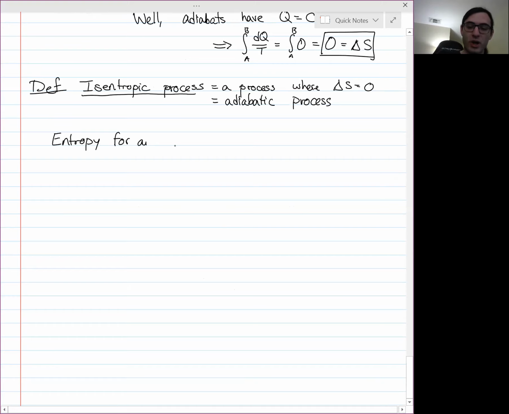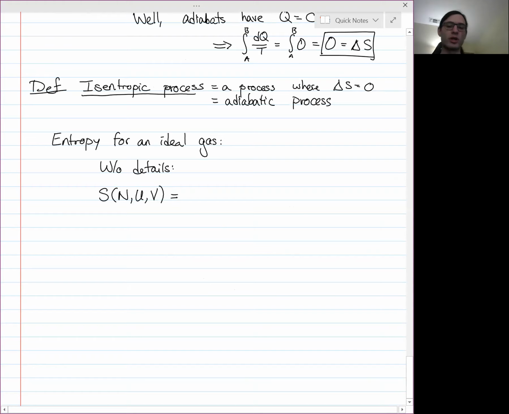We can derive a formula for this. It's complicated, so without the details, I'm just going to give you the formula. It's a function of the number of particles, the internal energy, and the volume. You could have written internal energy in terms of pressure. We have a formula for that. You could have written capital N in terms of little n. But the formula here is N times Kb times the logarithm of this whole thing: V divided by N times U divided by N to the 1 over gamma minus 1.